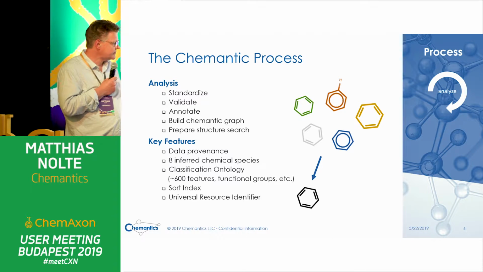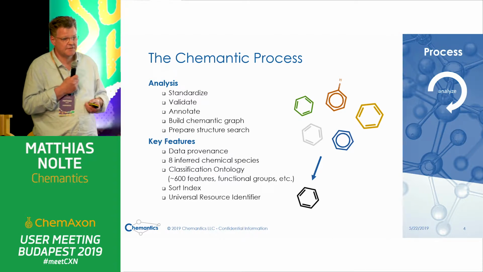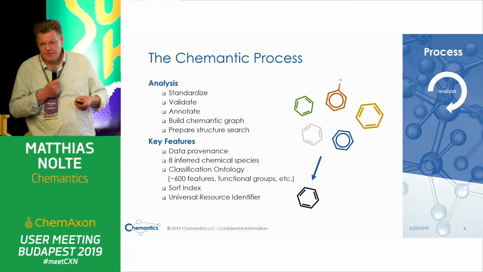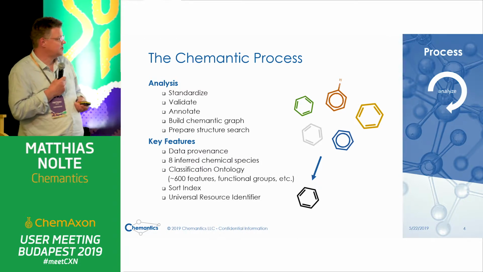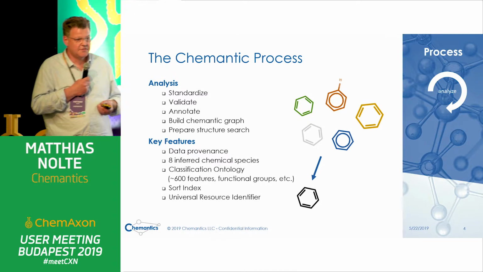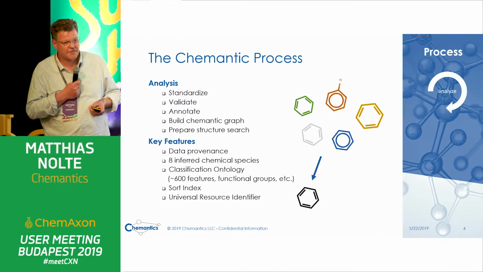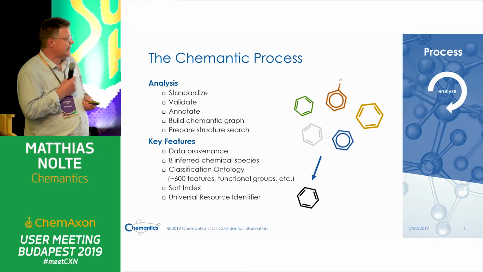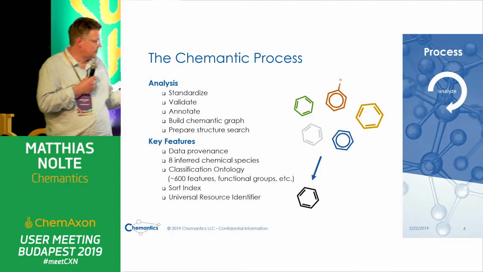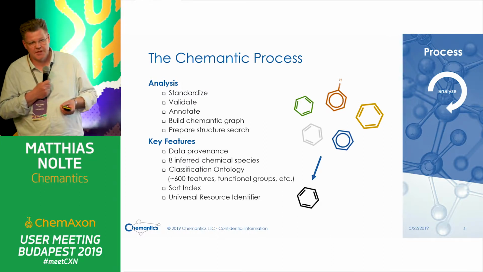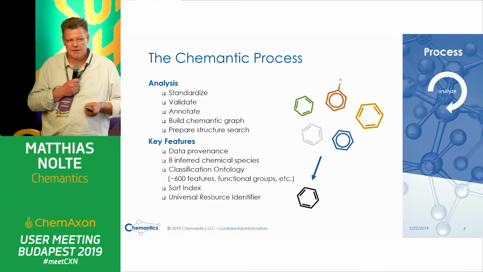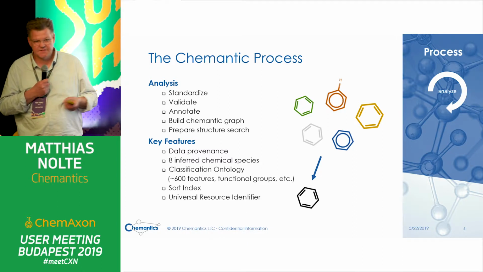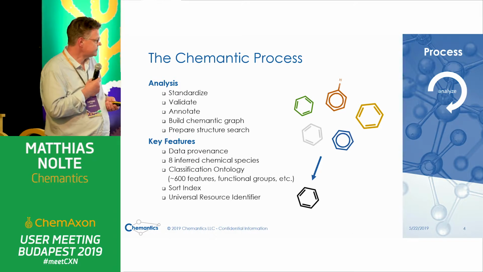We have a classification ontology with about 600 features which we identify in compounds, like functional groups, for example. We have our own functional group ontology, and we also infer 8 different species on average for each compound. So the data set explodes quite substantially. And then we have a sort index, which is basically an index by which you can sort your compounds. It's a topological based index, which allows you to sort compounds without reference. So it's a self-referencing data set, basically.